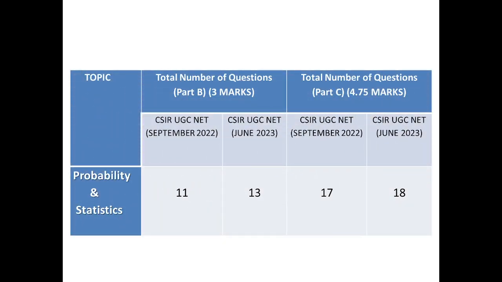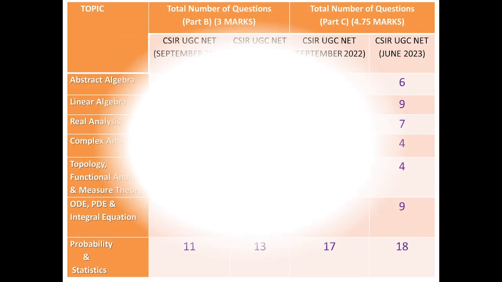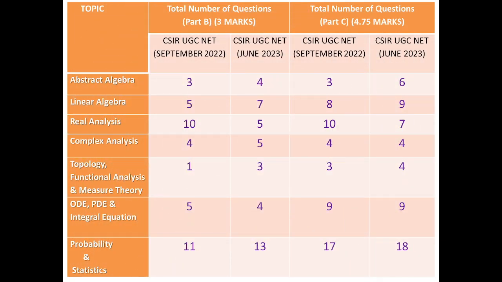And the last one is probability and statistics. There are 11 questions in September 22 in part B and there are 13 questions in June 23 in part B, and there are 17 questions in September 22 in part C and there are 18 questions in June 23 in part C. And this is the total topic wise marks distribution analysis. See this table.